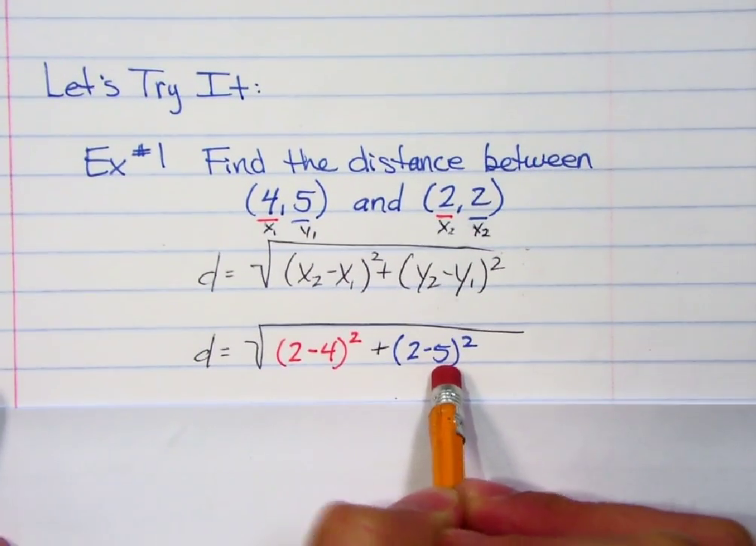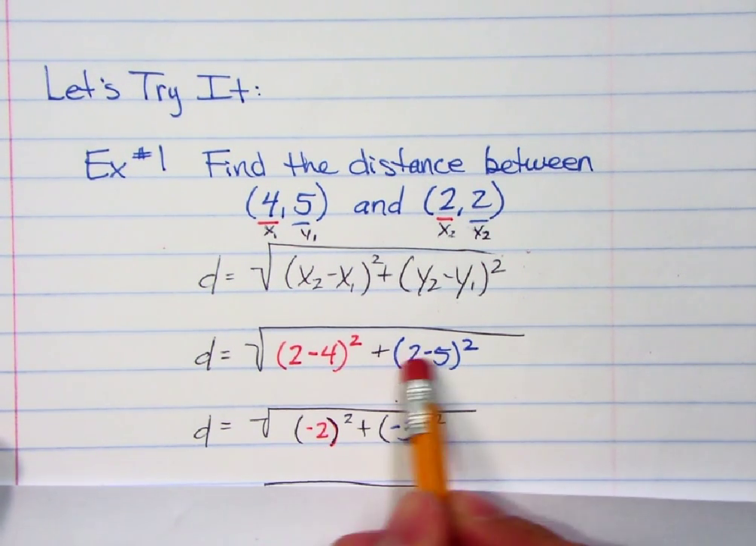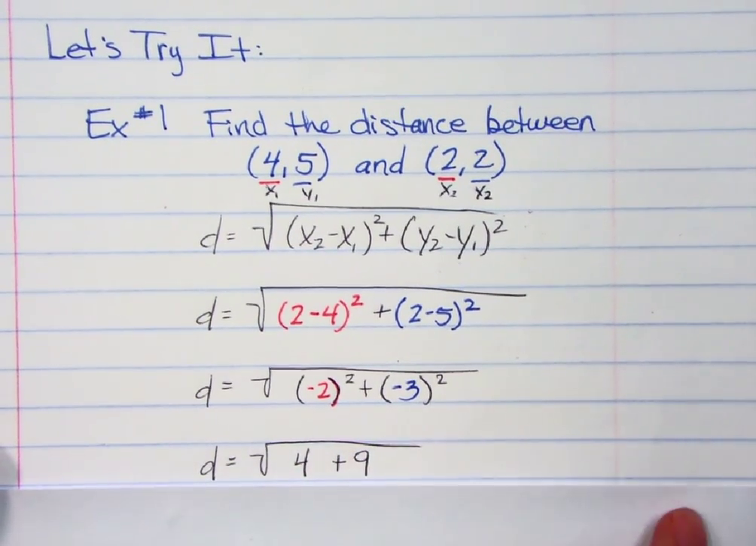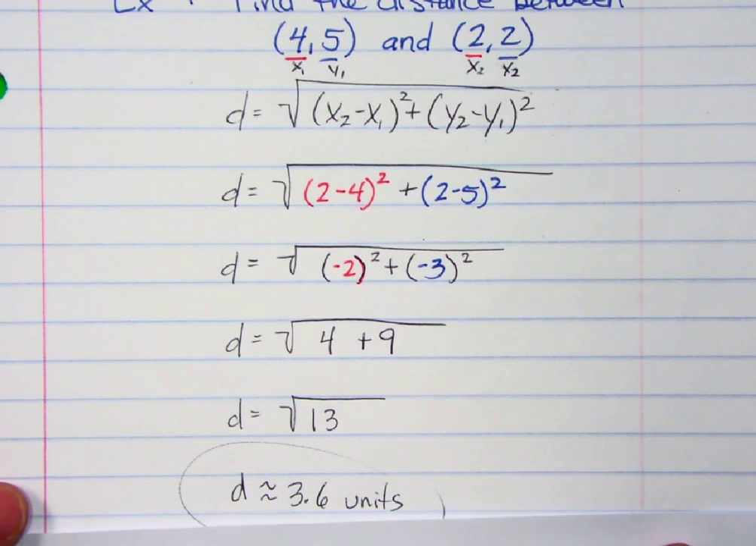I subtract them, and I'm going to end up squaring it. So let's take a look. Subtract that, I get negative 2. Subtract this, I get negative 3. I square each of those values, and then add them up. And then last but not least, I square root it. And I find out that my value is approximately 3.6 units.